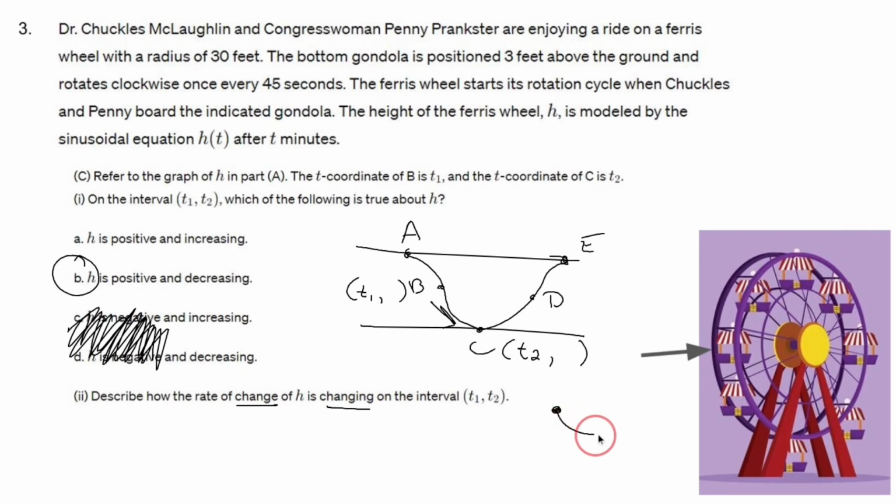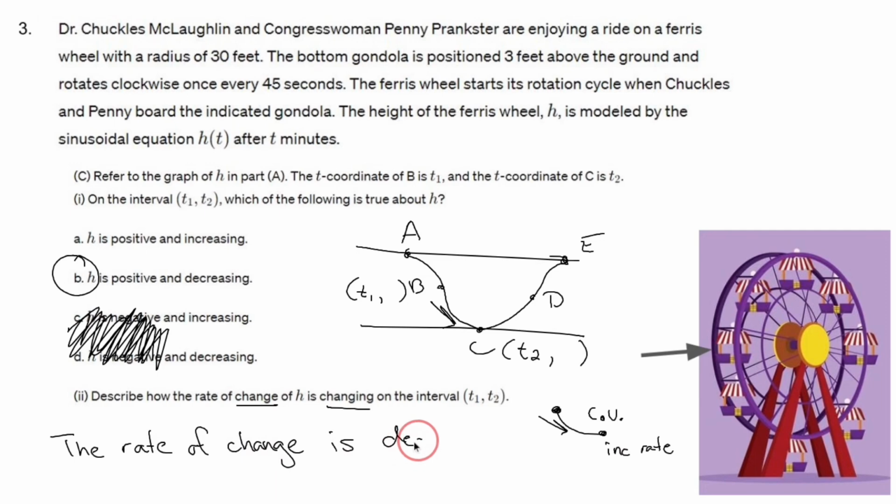This is the left side of concave up. The left side of concave up is decreasing at an increasing rate. So the rate of change is decreasing at an increasing rate. And that's how they want you to answer that one.